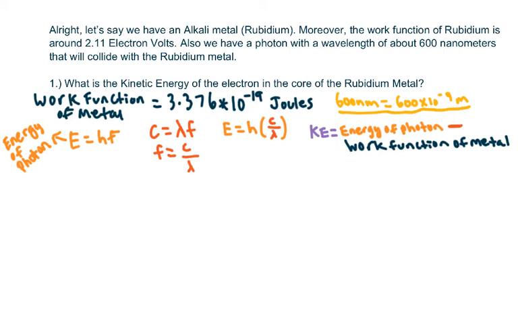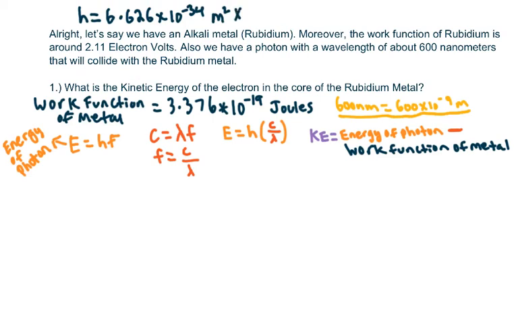All right. And then we had our equations, right? We said the energy of the photon is equal to the Planck's constant, which is 6.626 times 10 to the negative 34th meters squared times kilograms over seconds. You know what, let's just write that down all the way at the top. So Planck's constant, denoted as h, is equal to 6.626 times 10 to the negative 34th meters squared times kilograms all over seconds.